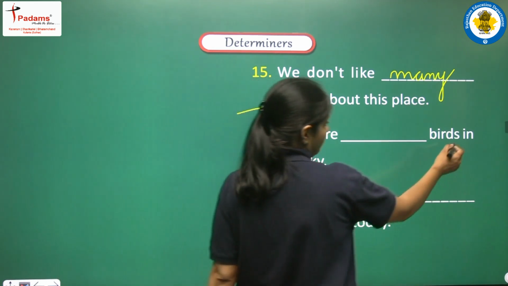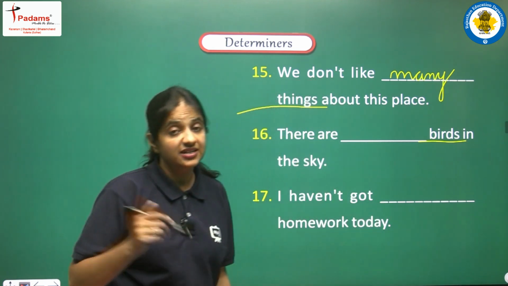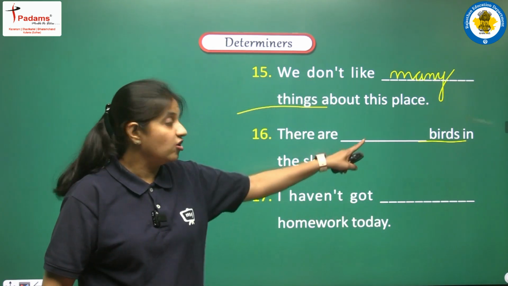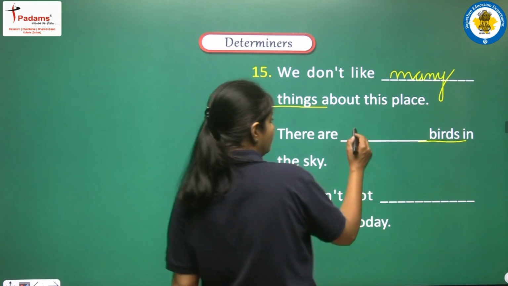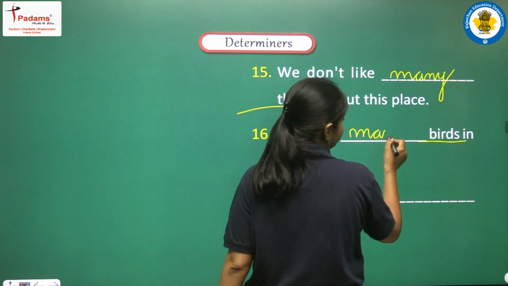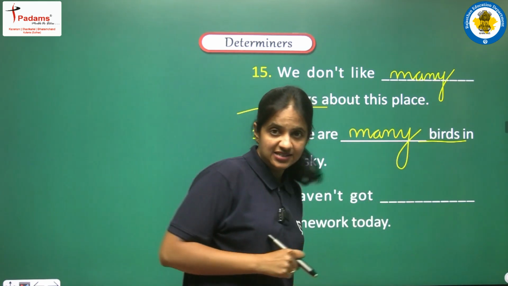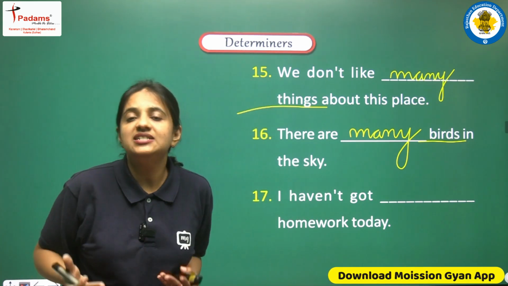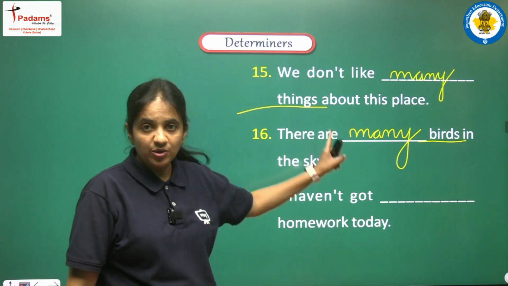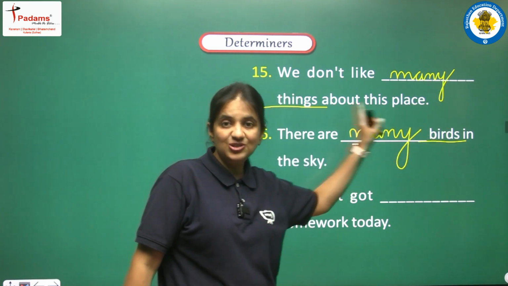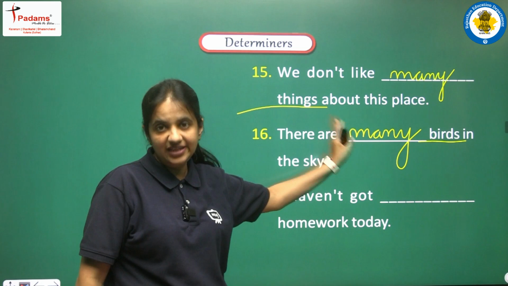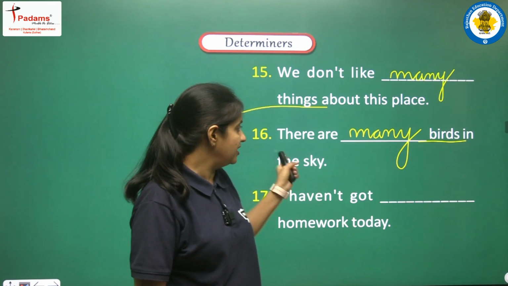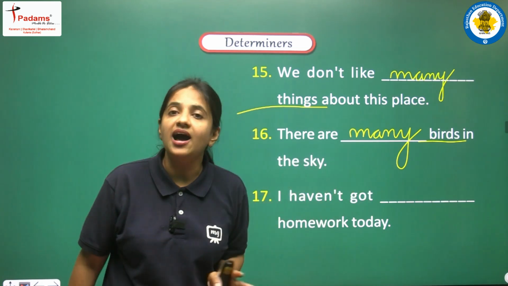Next sentence, there are birds in the sky. So here we are having birds. Again birds, it's a countable and it's also plural noun. So here we have to write many. We can count the birds, yes, that there are 10 birds sitting on the tree. I am having 3 birds at my home. Okay, so it's a countable, and yes, it's a plural also. So here our answer will be many, and the complete sentence will be there are many birds in the sky.